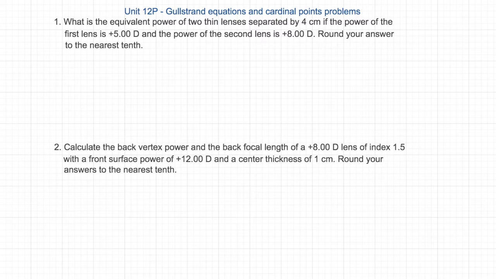Question 1. What is the equivalent power of two thin lenses separated by 4 centimeters if the power of the first lens is plus 5 diopters and the power of the second lens is plus 8 diopters? Round your answer to the nearest tenth.